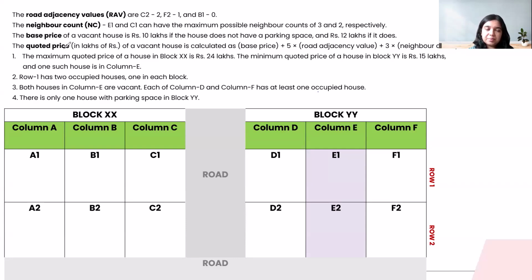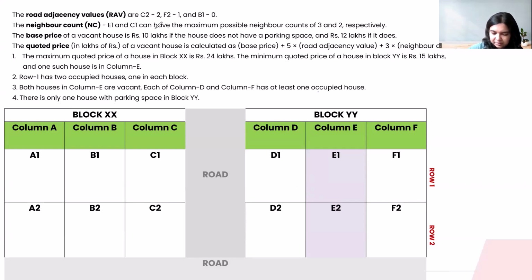The first 2 lines are picked up from the previous slide itself. So we have the RAVs of C2 is 2, of F2 is 1, and of B1 is 0. Let's take a look at each of the flats, and let's write down for each of the houses what their RAVs are.